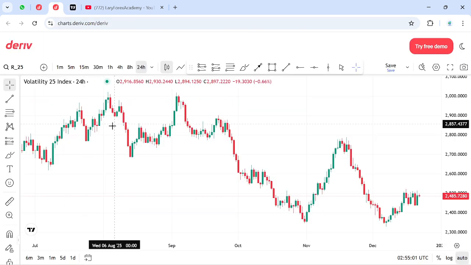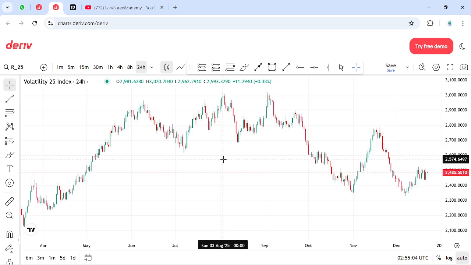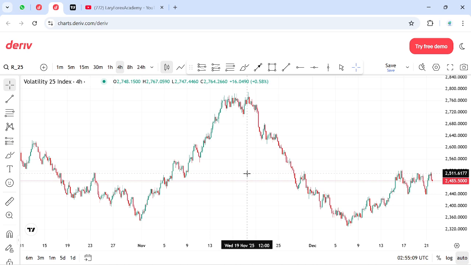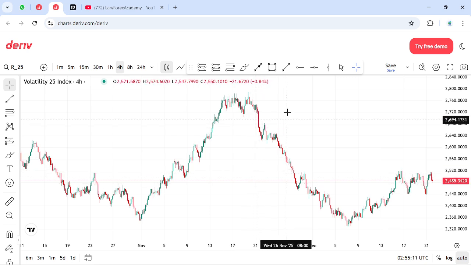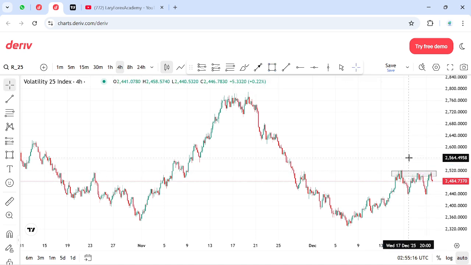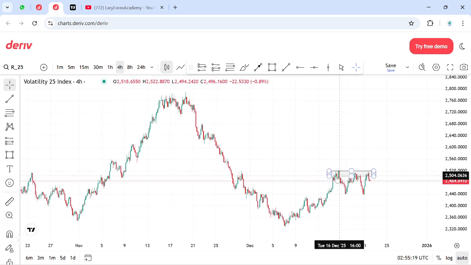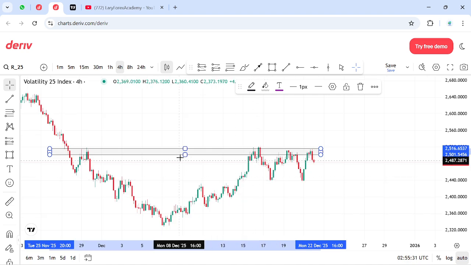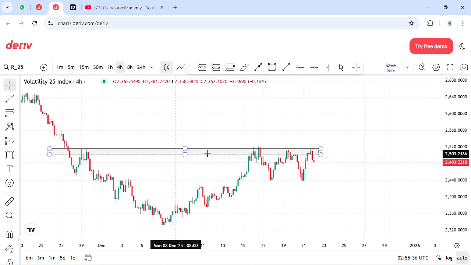Now let's look at a different chart. This is a volatility 25 chart. Now on this one you can easily see that there are multiple touches here. So this basically tells us that this is a resistance level. If we extend it down to this point, you can see we have 1, 2, 3, 4.